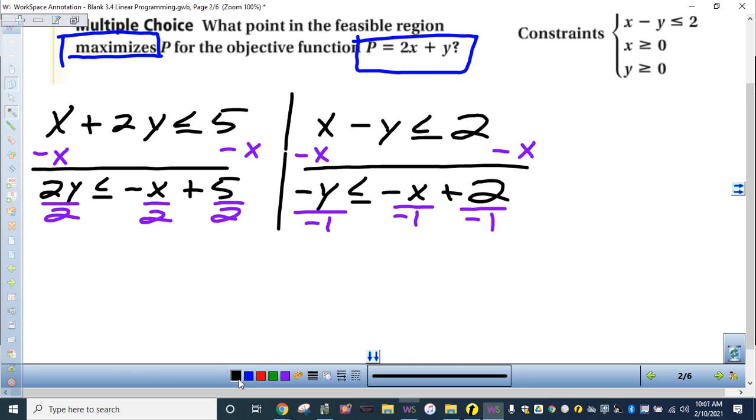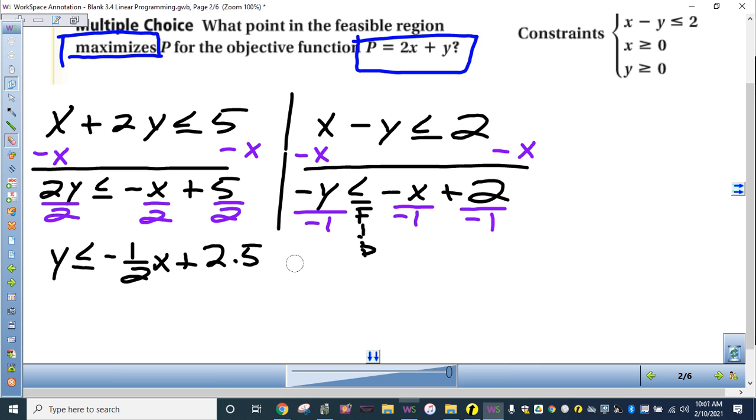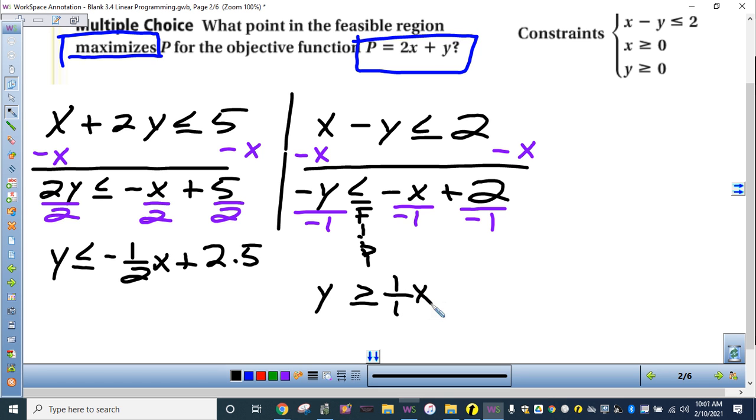So on the left here, we end up with y is less than or equal to negative 1/2 x, plus, I'm not going to leave it as 5/2, simply because it's a pain to graph. I'm just going to make that 2.5. Okay, second equation here, we're going to get y. We've got to flip that inequality. Don't forget to flip. So we're going to get y is greater than or equal to, I'm just going to put the 1x, right, so I have a slope to count out. You don't need to do that. It's fine.